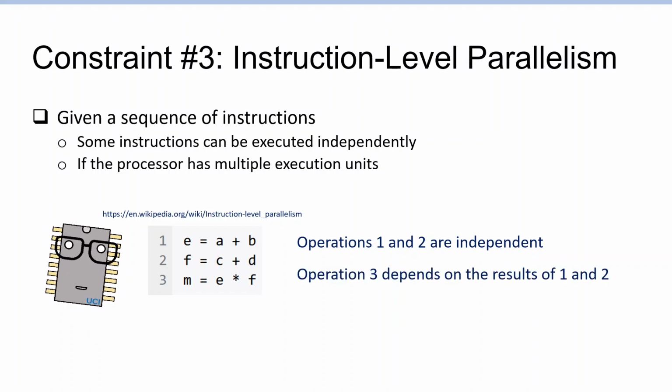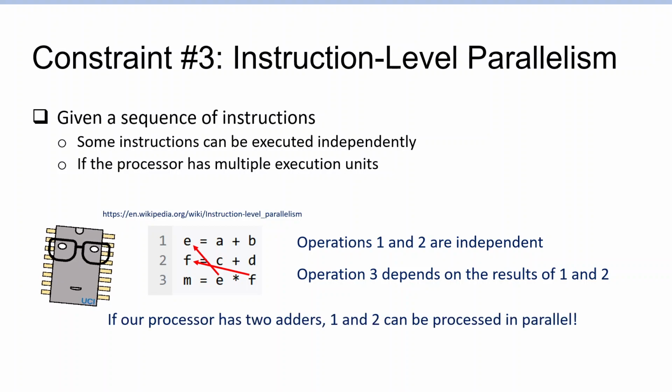On the other hand, operation 3 depends on the results of operation 1 and 2 because one of the inputs, E, is the output of operation 1 and one of the inputs, F, is the output of operation 2. And like I mentioned before, if our processor has 2 adders, instruction 1 and 2 can be processed in parallel, potentially giving us higher performance as long as we invest the chip space overhead of having 2 adders.